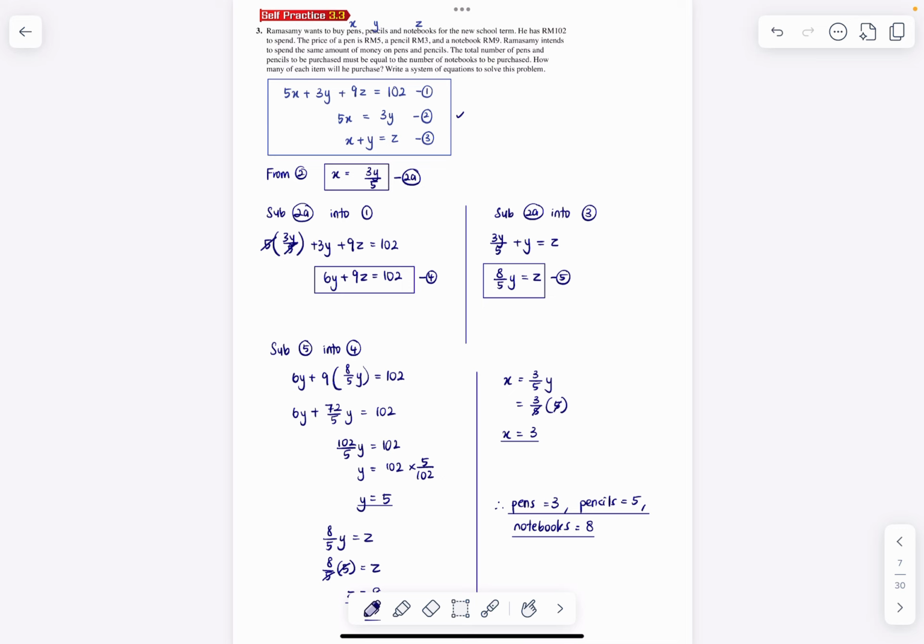So if you want to double check, we can check x plus y must give us z. So this is x, this is y. If you plus these two, we get 8. Okay, you can put it into any equation now. That's it. Done.